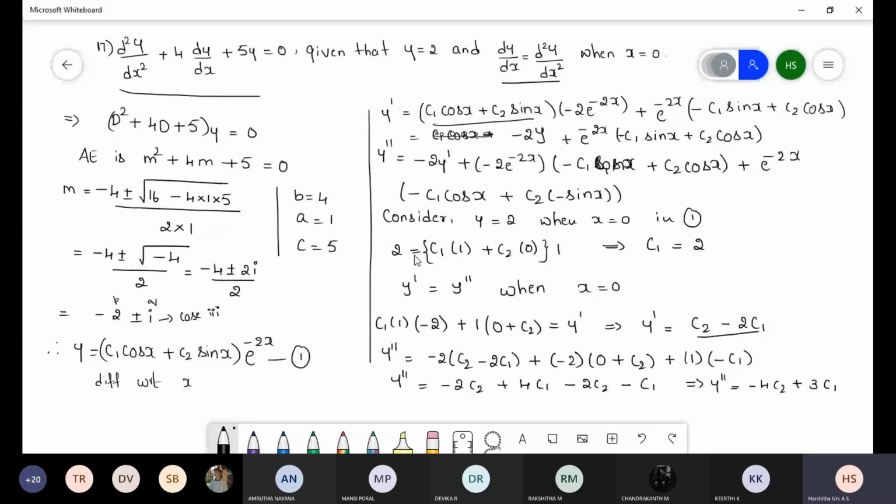Now we have to compare y dash is equal to y double dash. So I write C2 minus 2C1 is equal to minus 4C2 plus 3C1. Here the C1 value is 2. Shift this minus 4C2 to the LHS side, so we get 5C2, and this minus 2C1 to the RHS side, that is 5C1. That implies C2 is equal to C1. But C1 is equal to 2. Therefore C2 is equal to 2.